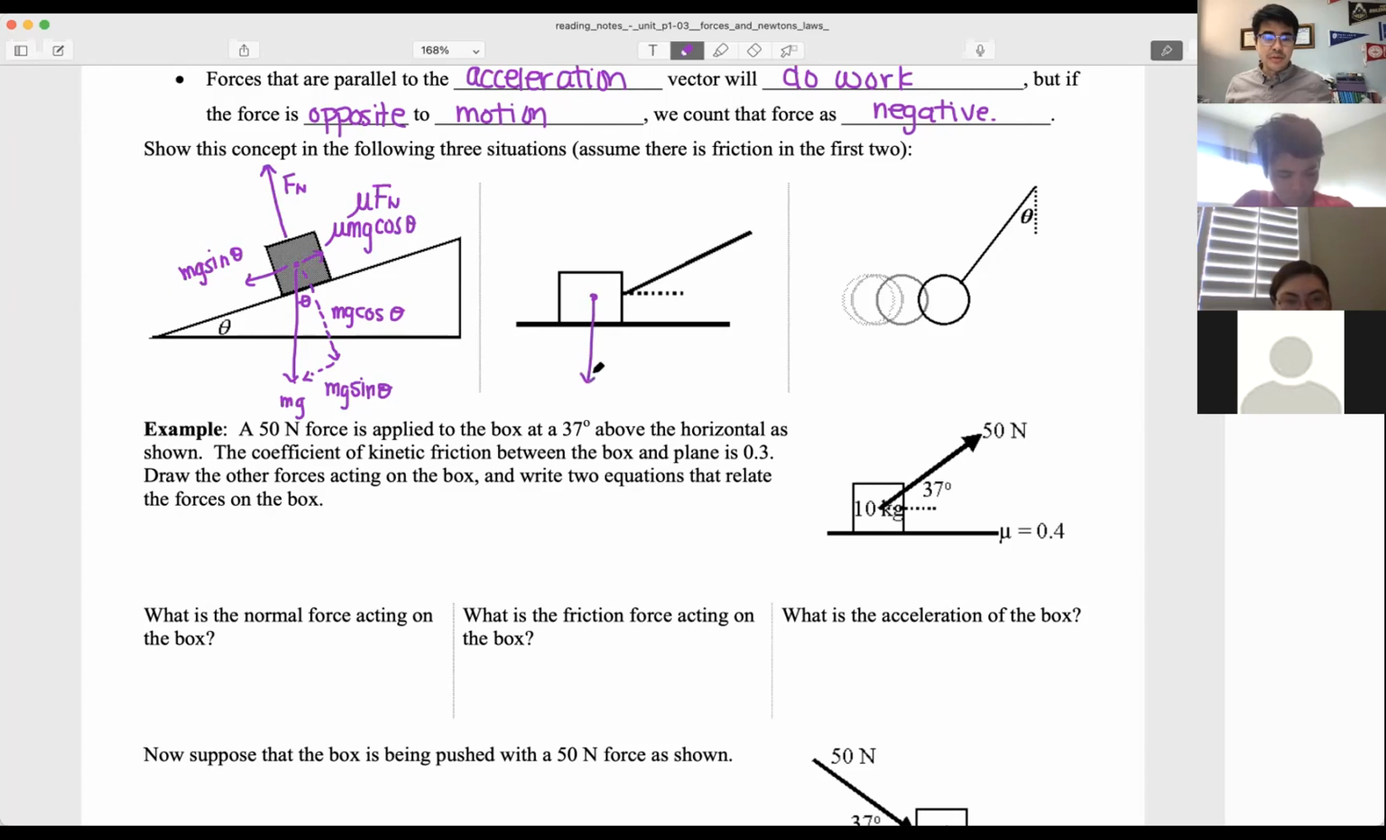This one here again is mg. This one again is Fn. I'm going to pretend this is a rope, so I'm going to call this T. If this is theta, we break it apart this way. This is T cosine theta because it's adjacent. This one's T sine theta because it's opposite.